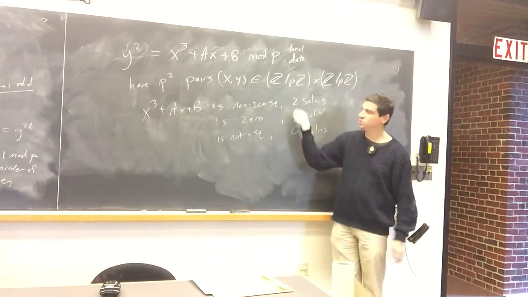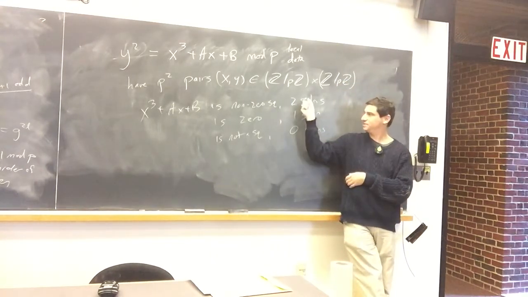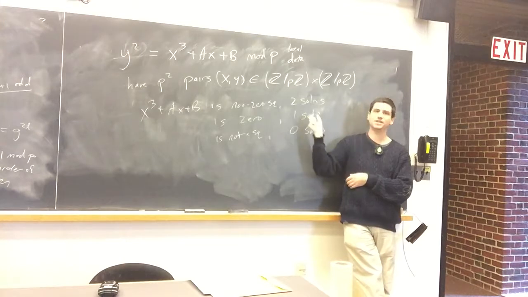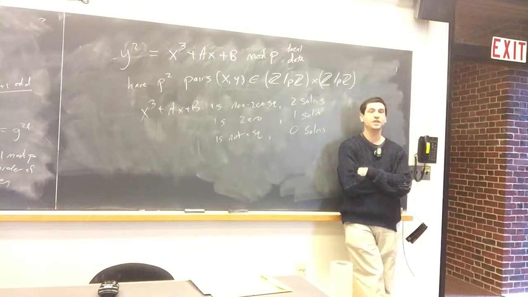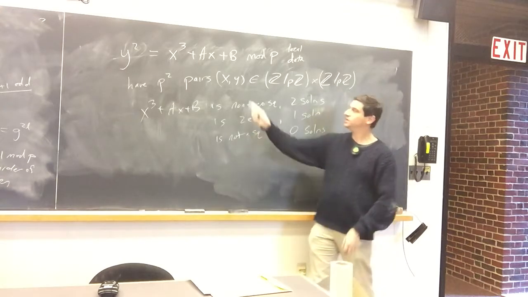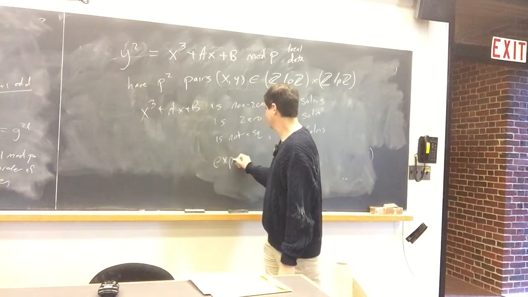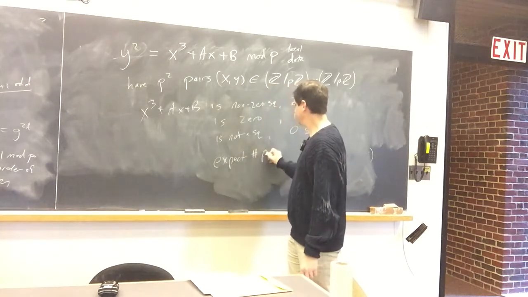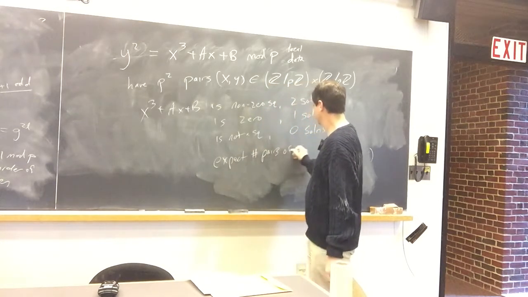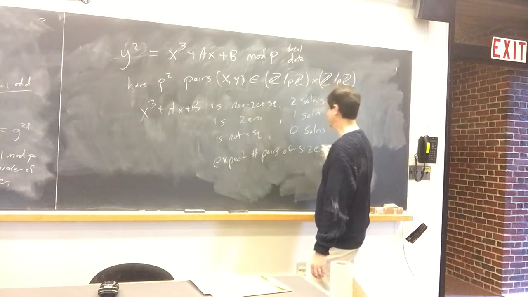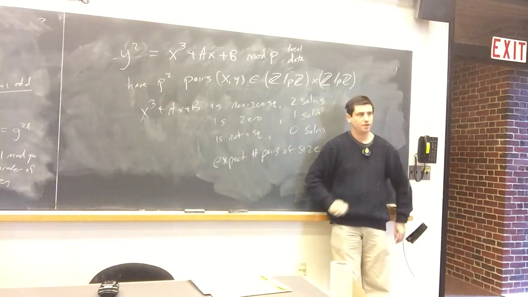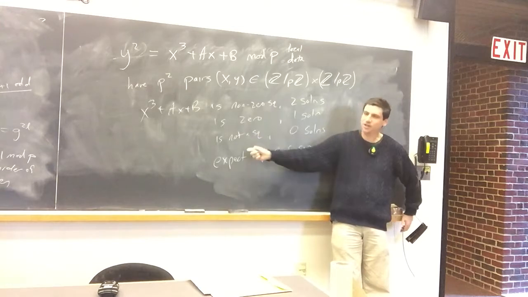And if we guess that each one of these happen, that this happens essentially half the time, and that's the leftover case, then we would get on average there's 1 solution. So we would expect the number of pairs to be of size p. What does this look like over here?